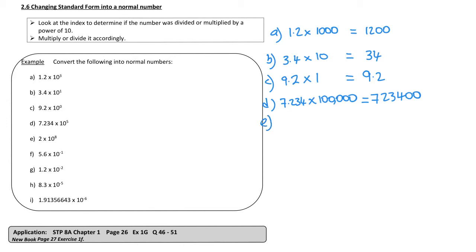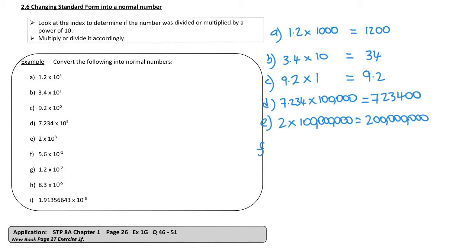E. 2 times 10 to the power of 8. So 10 to the power of 8 is 100 million. So 2 times 100 million is 200 million. And again, we can see that the decimal place has been moved from the 2. So there's 2 spaces to the first comma, another 3, and another 3. So that's a total of 8 times.